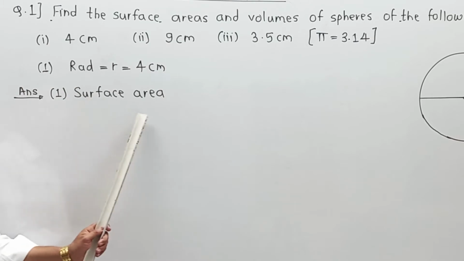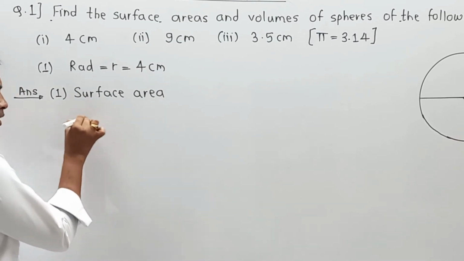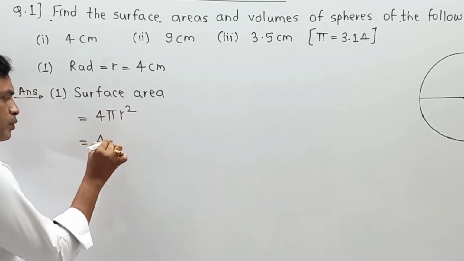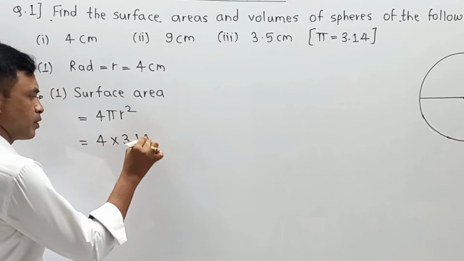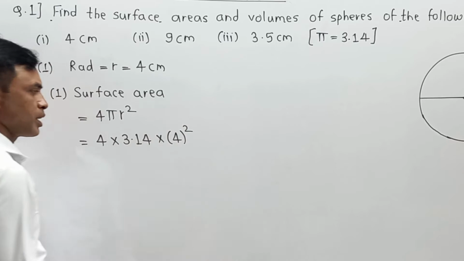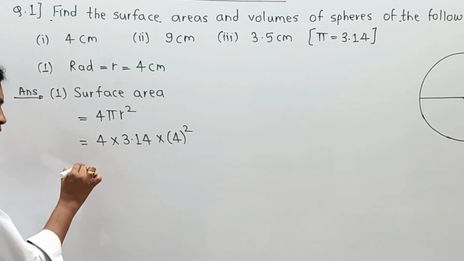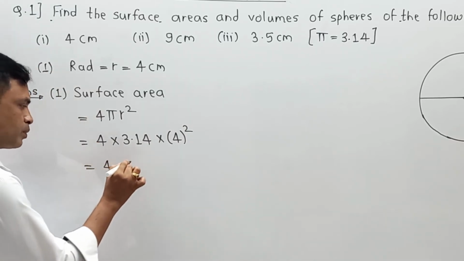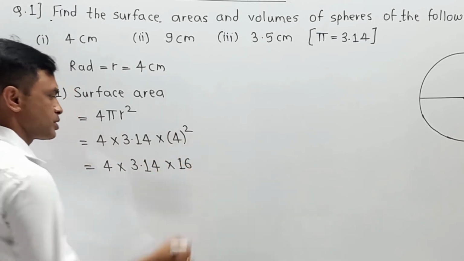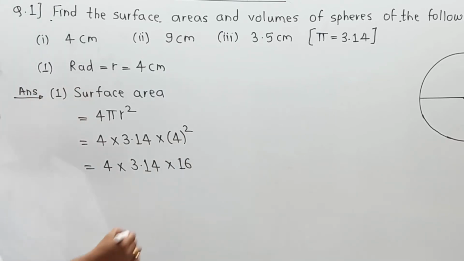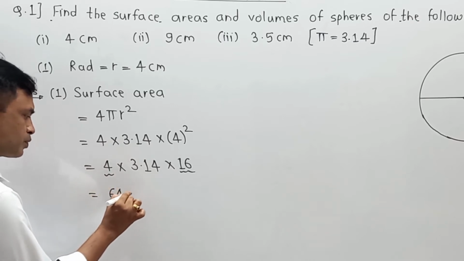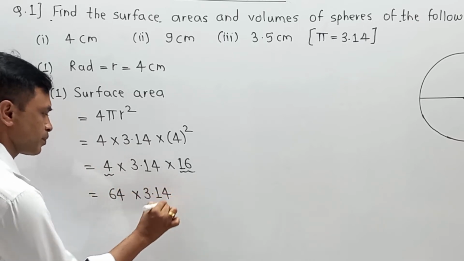No doubt we have just calculated the surface area in terms of formula, that is 4 pi r square. So this becomes 4, value of pi is 3.14, into r square, r is 4. So here 4 square is 16. Simplification of this numerical: 4 into 3.14 into 16. Again the next simplification, 16 into 4 becomes 64 into 3.14.